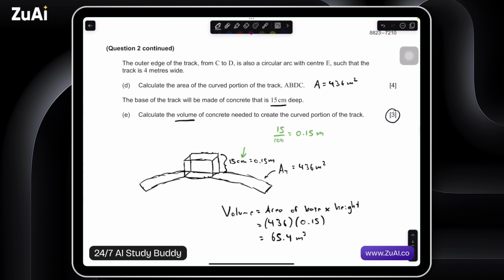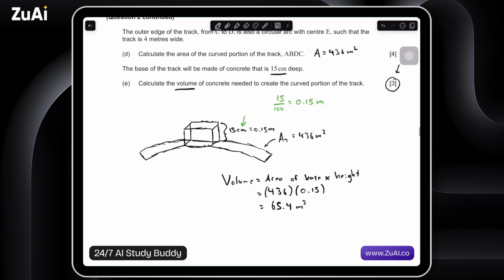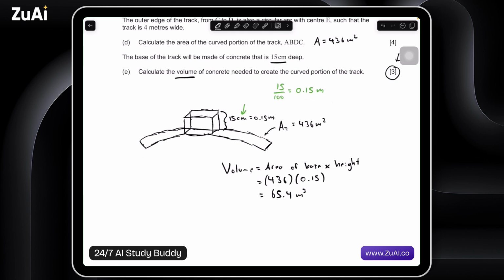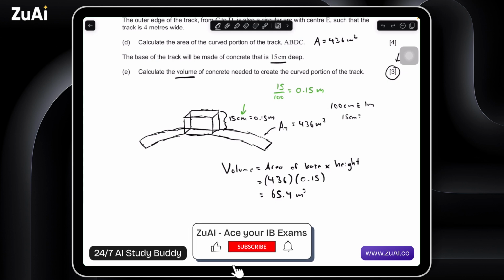So maybe kind of a tricky question. I suppose this 3-mark is some indication that there's something more going on than just area of the base times height. Even so, 3 marks might be a little high. So convert your 15 centimeters into meters. And just so this is clear, 100 centimeters is equivalent to 1 meter. Let's keep it as 100 centimeters is equivalent to 1 meter.